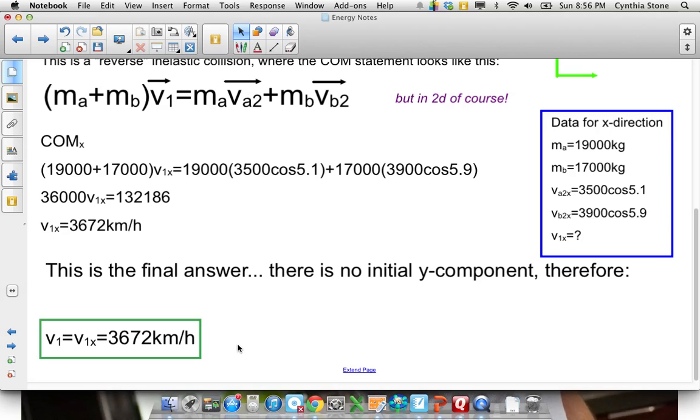3672. So let's just look at the numbers and see if that makes sense. So it was going sort of right in the middle of the 2. And does that make sense? That this one ends up going faster and that one's ending up going slower. B is lighter, so it makes sense it's going faster and at more of an angle. So yeah, it's within the numbers given in the question for sure. So let's check mark it.